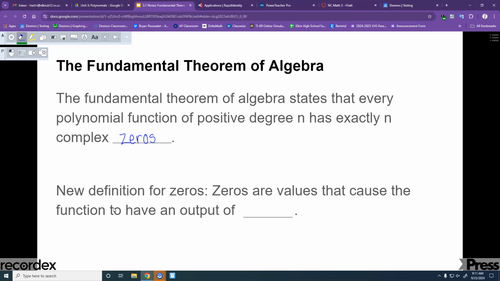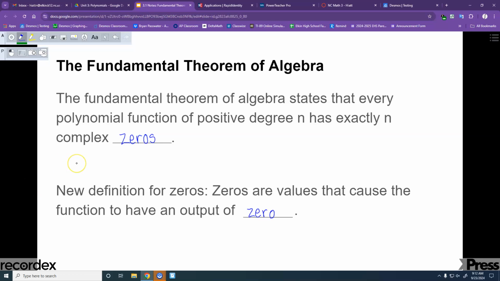Teachers have not thrown stuff at you very much that did not have real zeros yet. Maybe in Math 2, I'm not sure if you look at it there or not, but I know you don't spend much time with it if you do. So, instead of calling a zero an x-intercept, zeros are values that cause the function to have an output of 0.